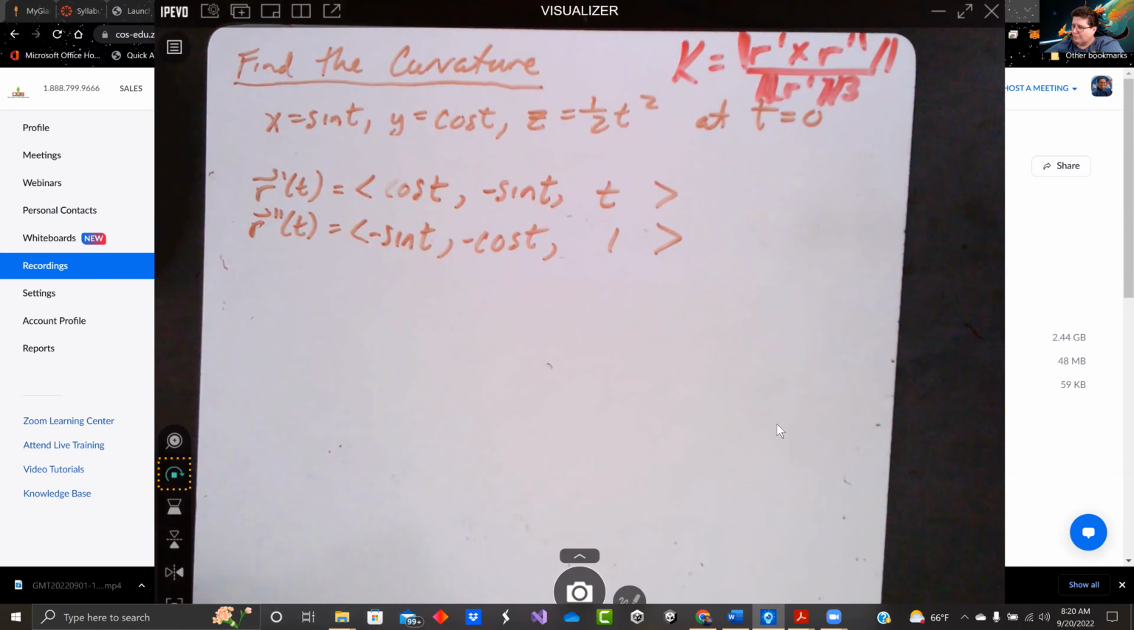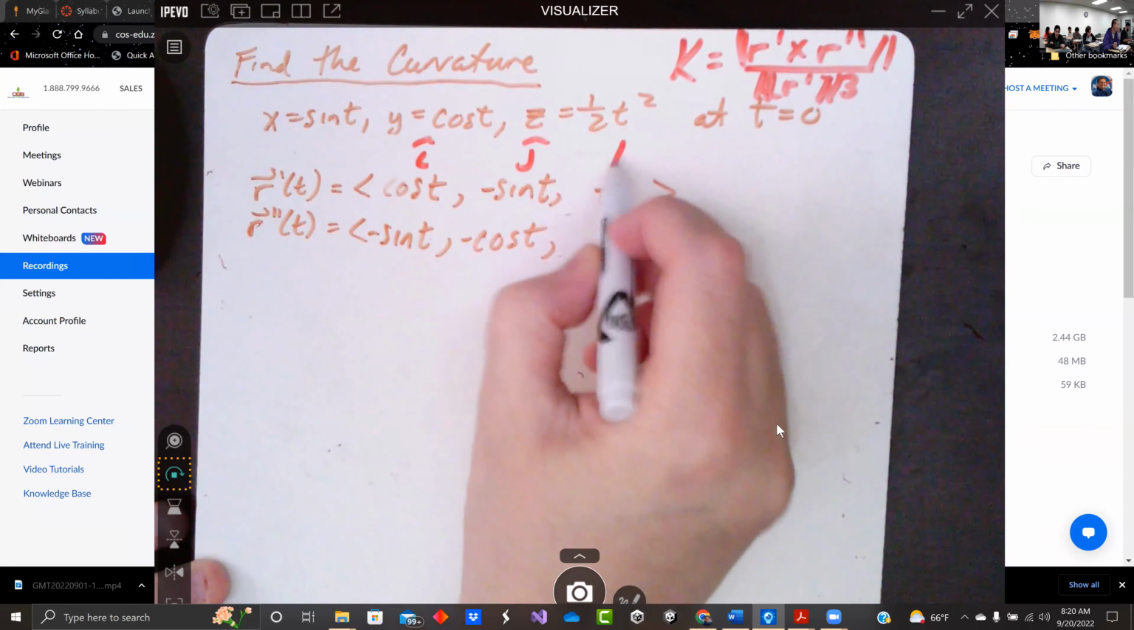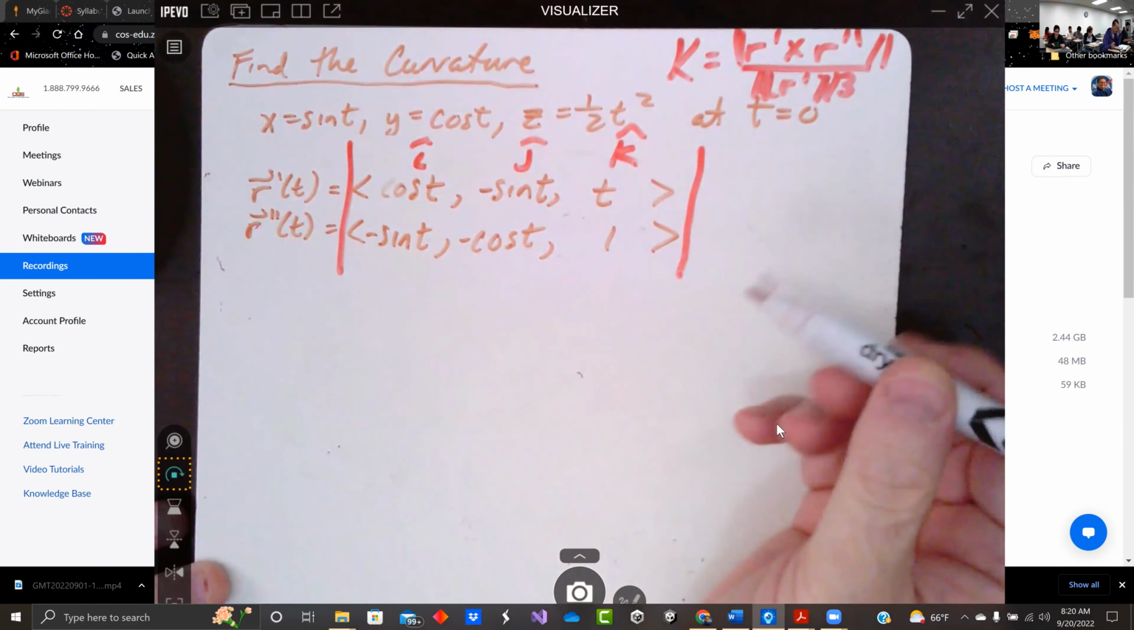Is that what you guys got for R prime and R double prime? It looks about right. Oh, I kind of forgot the one. Yeah, the one's a little important. You don't want it to be a 0.